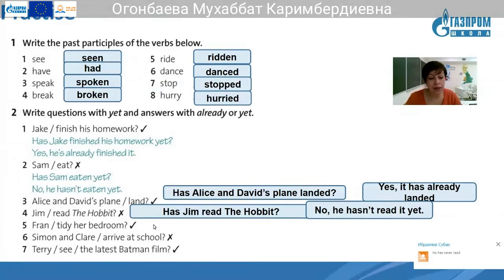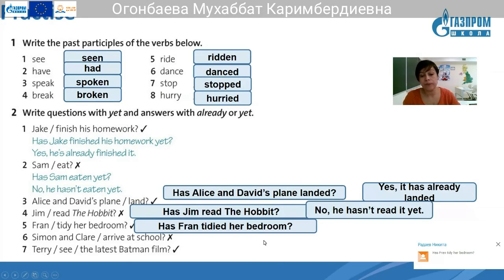Fran tidied her bedroom. He has never read. You can say it, Subhan. Or I have never read. Okay, tidy, Alina. We have to use either an irregular verb in past participle or, if it's regular, we have to add the ed ending.